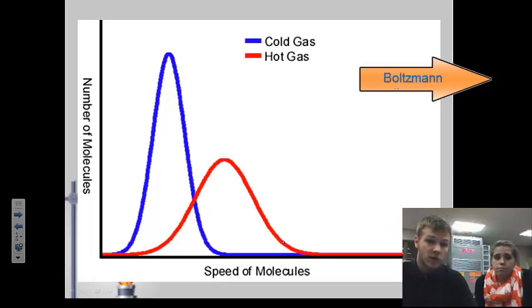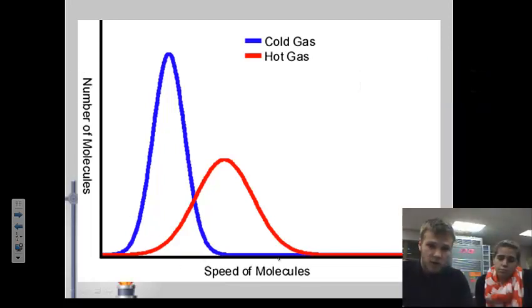What we're going to look at is the different speeds of cold gas and hot gas, but we're not going to draw it as the little molecules. We're going to draw it as a graph. So this is called the Boltzmann graph. What we've got is number of molecules on the side, and we've got speed of molecules on the x-axis. And temperature, you're going to learn, is actually the average speed.